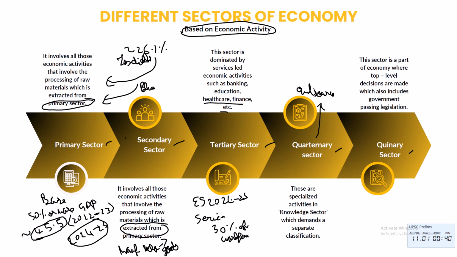See, the quaternary sector is the highest or top level decision making, which also includes the government passing legislation. It raises capital from collecting tax. This sector provides job security, housing, and other benefits such as pensions and allowances as well, like railways, defense. Like business executives, government officials, these all come under the quaternary sector. So these are the different sectors of the economy based on economic activity.